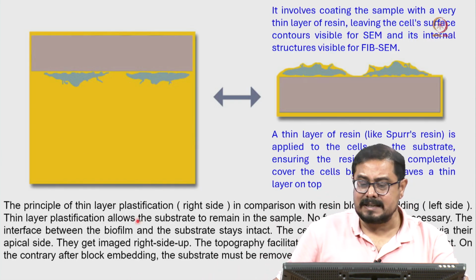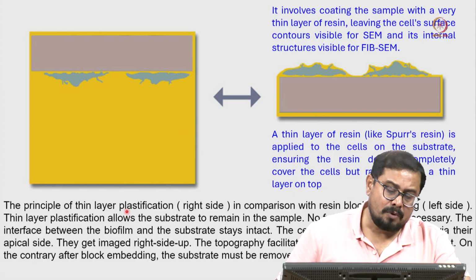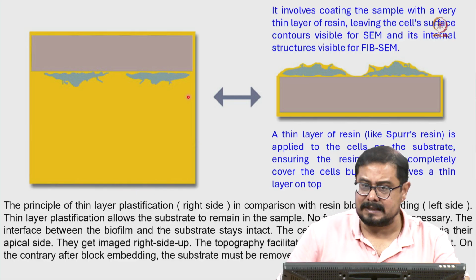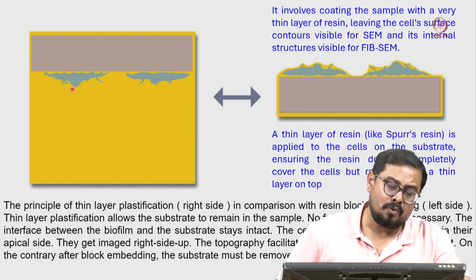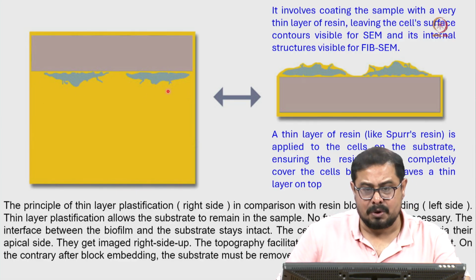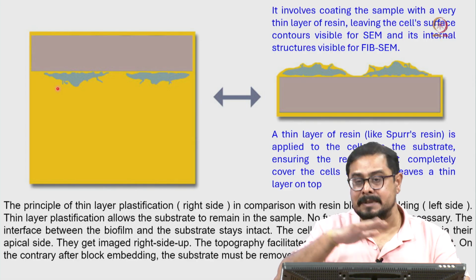So, here you can see this is the resin block. With the resin block, you have to cut that entire resin, and then you have to reach near the cell, and then you have to do the sectioning in such a way that it does not damage the cell.